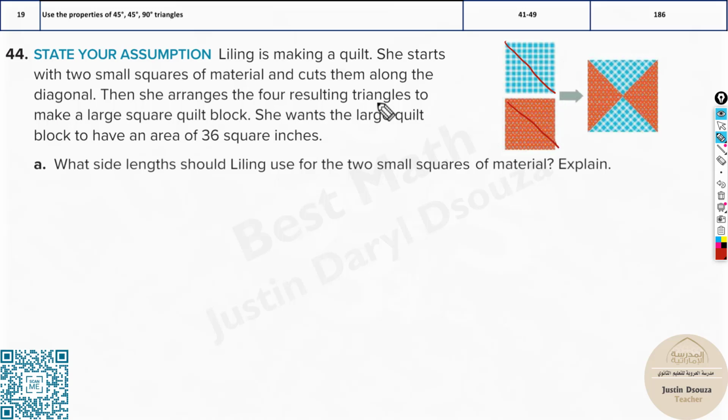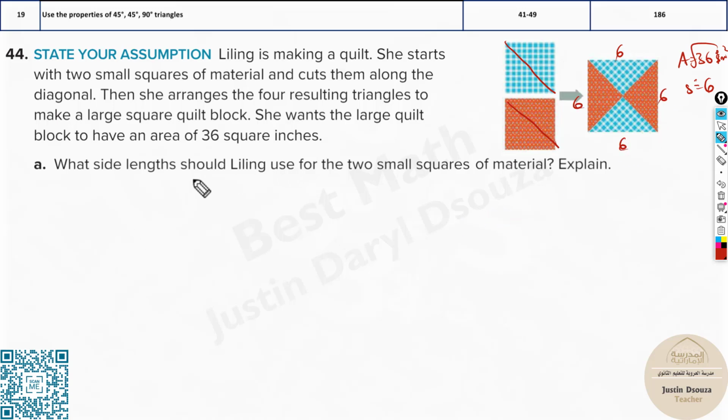Then she arranges the four resulting triangles to make a larger square quilt. You can see this is a bigger square now. She wants the large quilt to have a block of area of 36 square inches. This is a square and the area is given as 36 square inches. What is the side? Just take the square root of this. It will be 6. So this is 6, 6, 6, and 6.